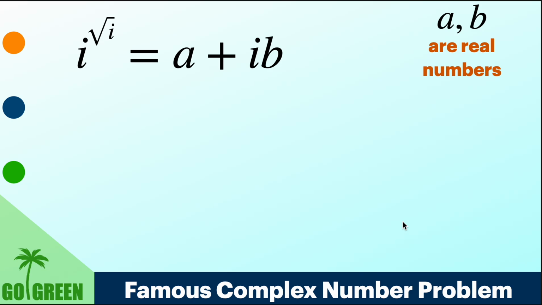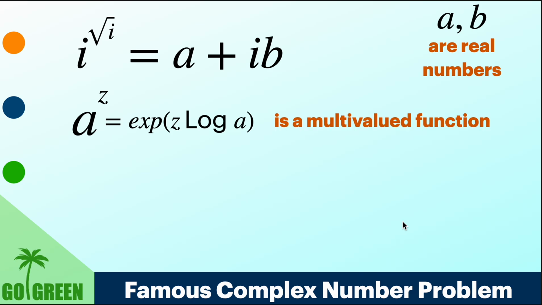Anyway, by definition, what is i to the power root i? In general, if you have a complex number a which is non-zero and z is any complex number, then a to the power z is by definition exp(z Log a), and this capital Log is actually multi-valued. Therefore a to the power z can actually have many values.